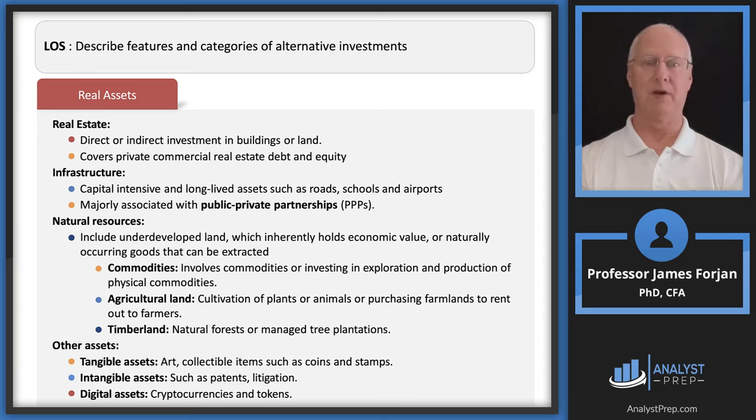And what happens then is there can be this union between the local municipality and some kind of a public entity, which then would be coupled with some kind of a private company, like a construction company who was going to go ahead and build that bridge or an airport or a mall or whatever it is. Natural resources, the Institute is very big on dividing these into three categories. We'll have a future learning module on this: commodities, land for both farming and forestry. And then down at the bottom, other assets, so art, collectible items.